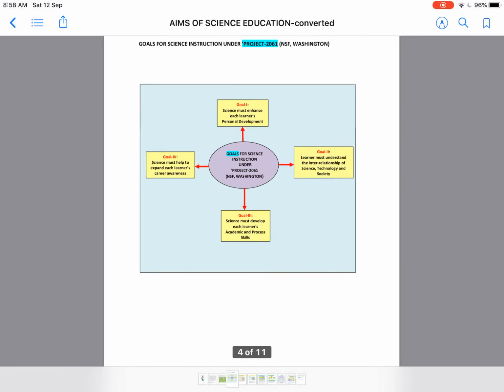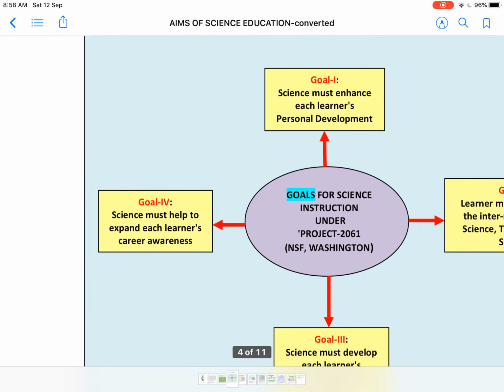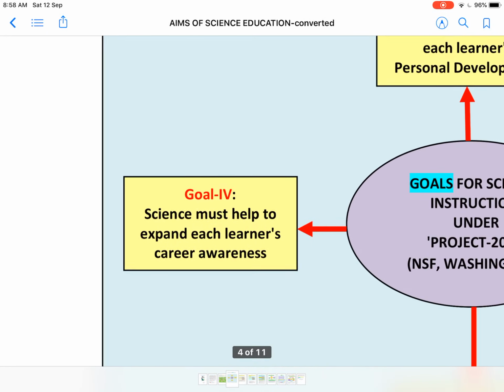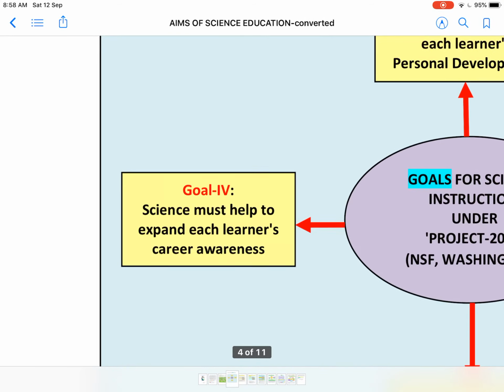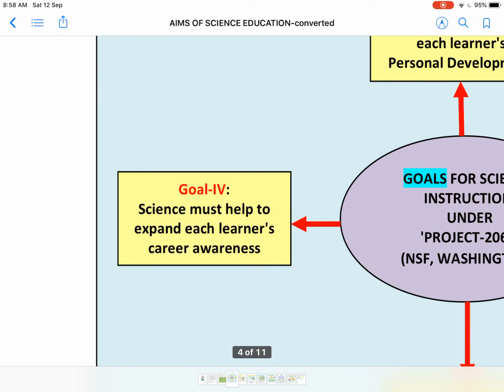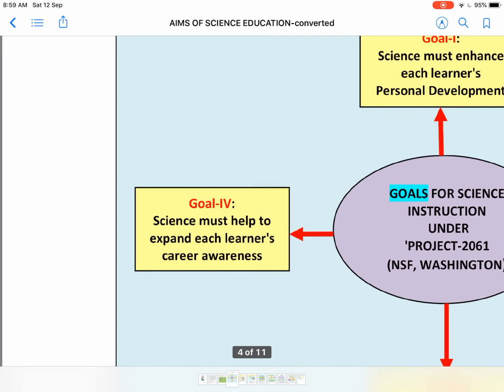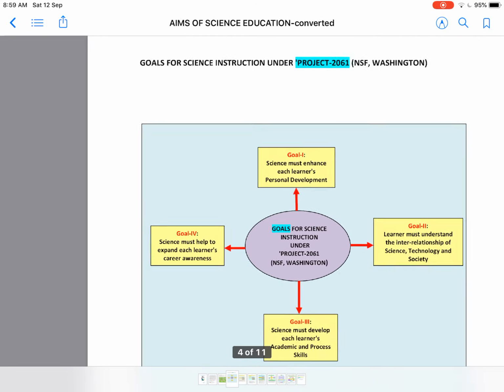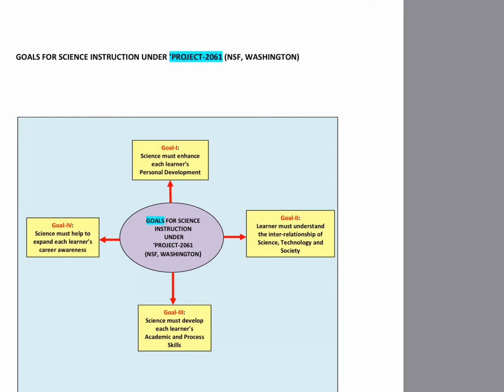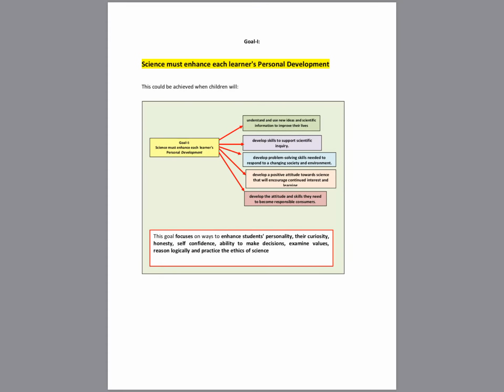So fourthly, science must help to expand each learner's career awareness. So science is to be taught in the school with the aim that it will help the learner to expand their understanding about their career awareness. It is related with the vocational importance. So now we will see each goal in a more elaborated way.